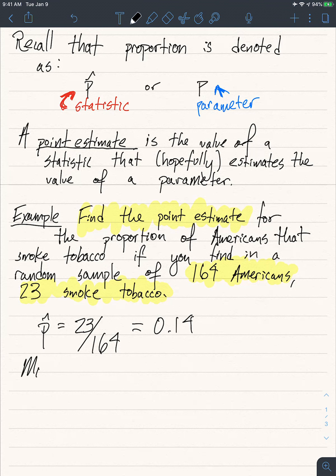So my point estimate is just that. It's what I found from my sample. I found about 14% of Americans smoke tobacco.